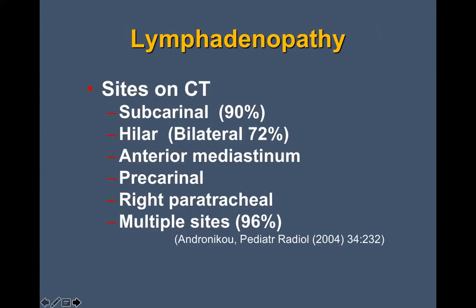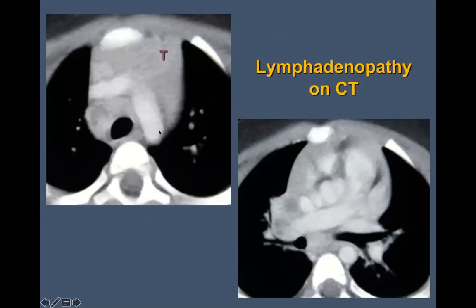So where do you look on a chest CT? Well, the places where lymphadenopathy occur can be multiple. The most common site is in the subcarinal region. Bilateral hilar disease is quite common as well, but you can see them in the anterior mediastinum, in the right paratracheal region, and often you'll see them in multiple sites in the chest. Remember that young children will have this thymus gland anterior to their great vessels here. So we don't want to mistake that for lymphadenopathy, although that is a site where lymphadenopathy can occur. But more often you're going to be looking here in the subcarinal region.